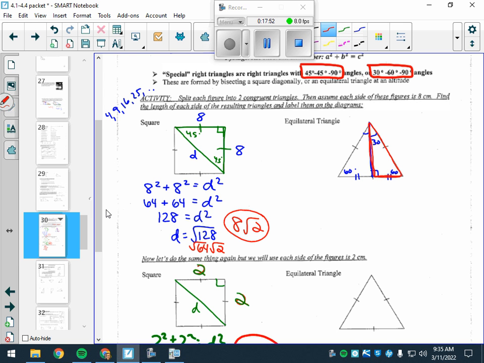Okay? Yep. So when we get a 45, 45, 90 triangle, we already know what the steps are. Anyone can just immediately write 8 root 2 if we have something like 8, 8 with the hypotenuse, we just write it.